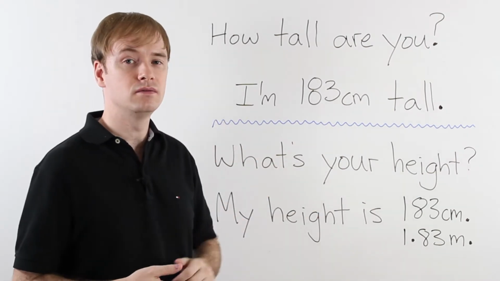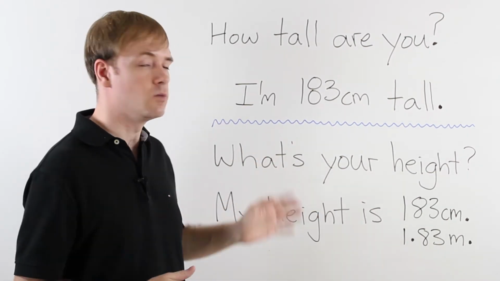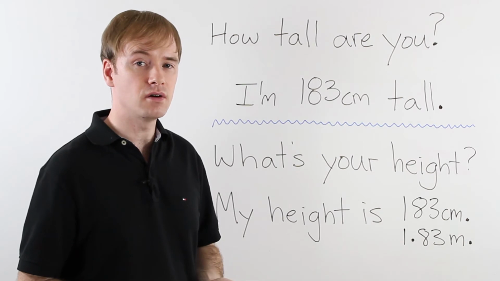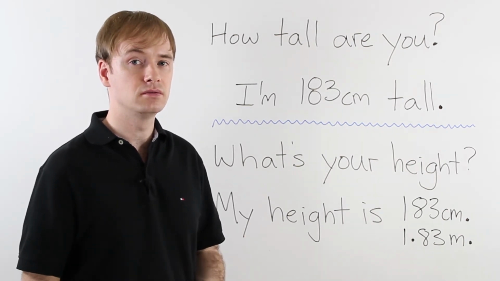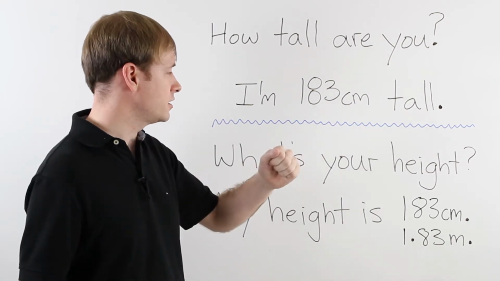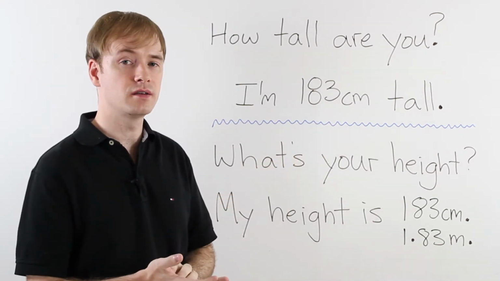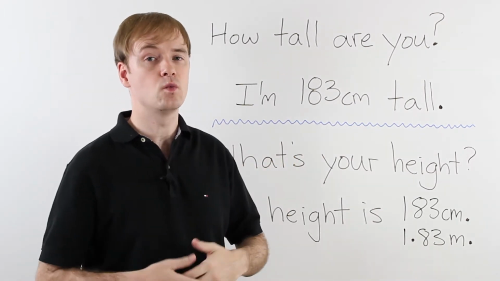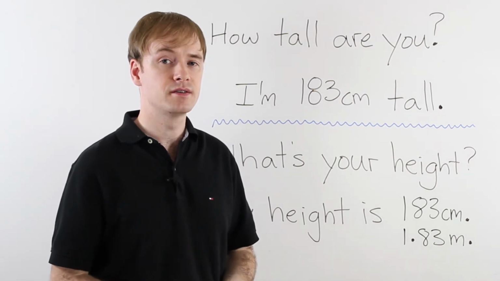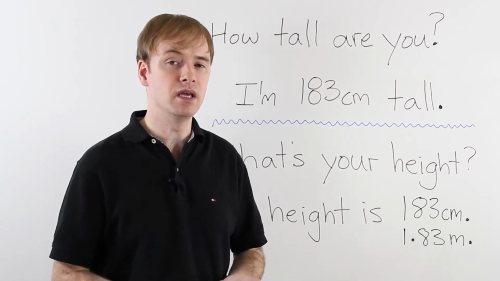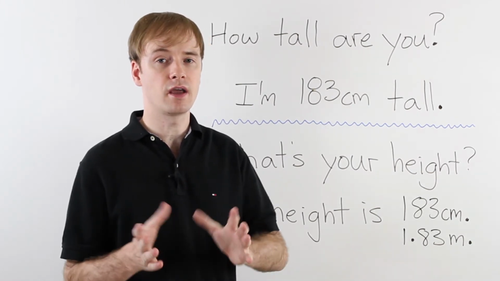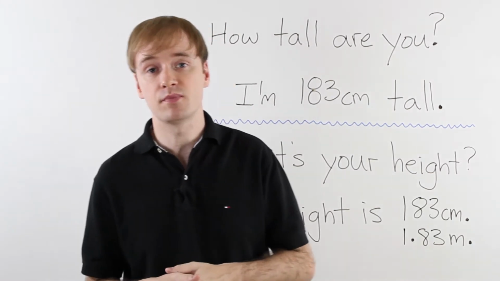How tall are you? I'm 183 centimeters tall. What's your height? My height is 183 centimeters. My height is 1.83 meters. Okay, so let's look at a few more examples.